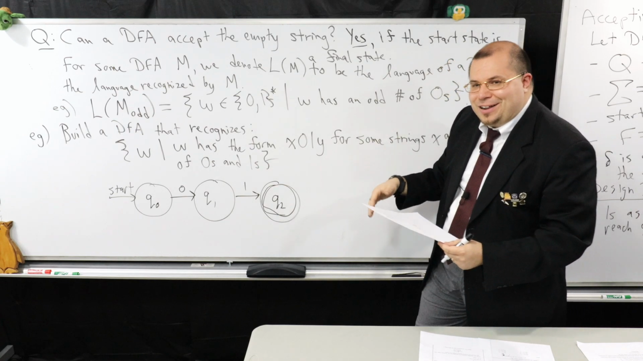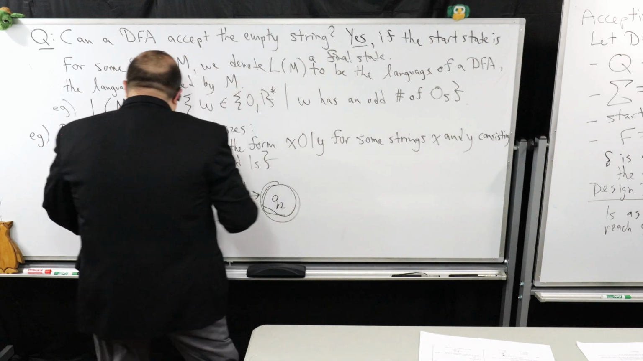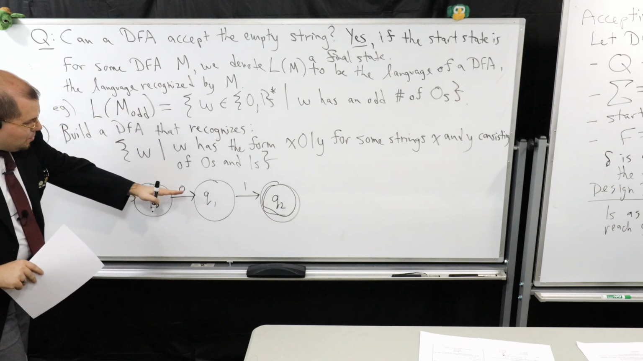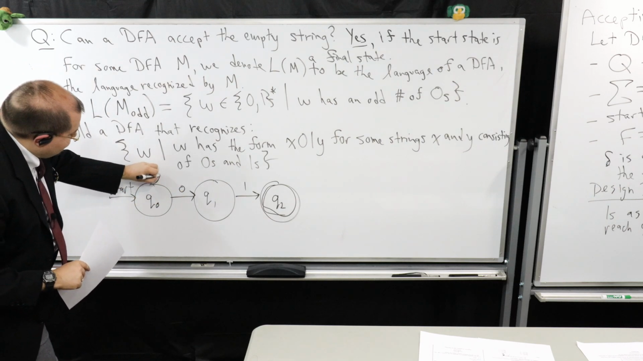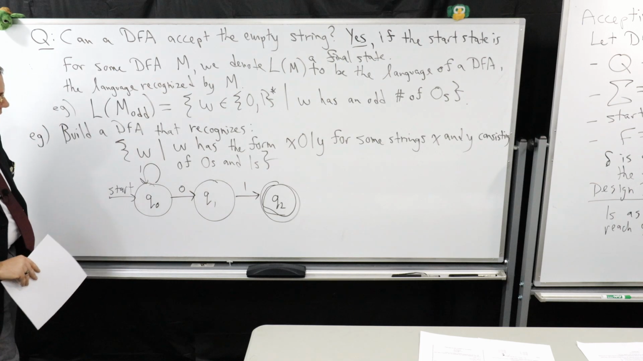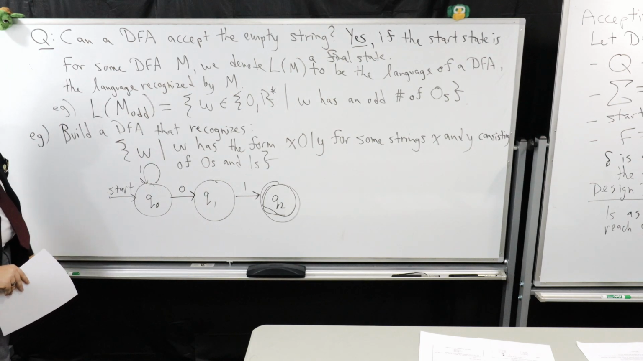That's usually a good trick. So, of course, if I read a 0, I want to make sure that anything else stays in Q0. So if I read a 1, stay in Q0.